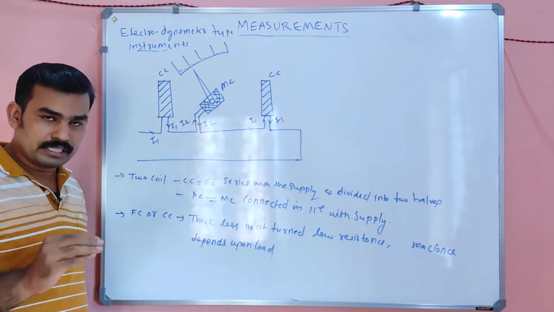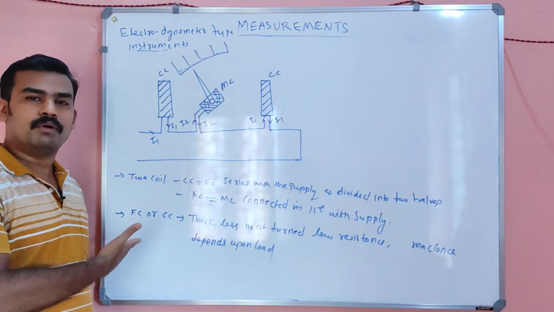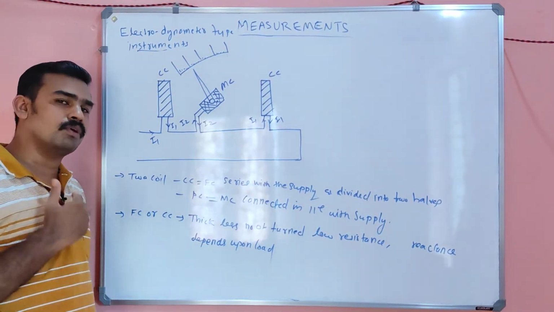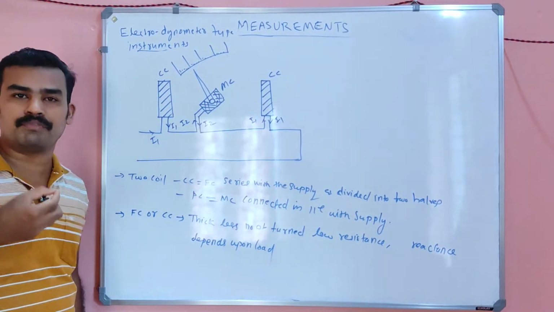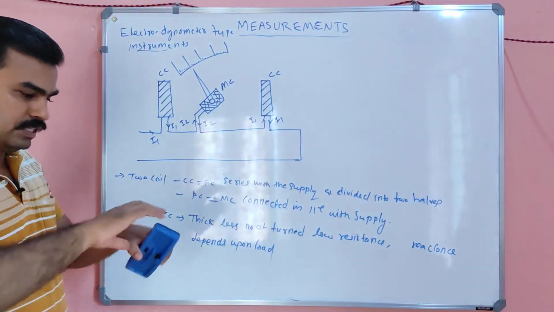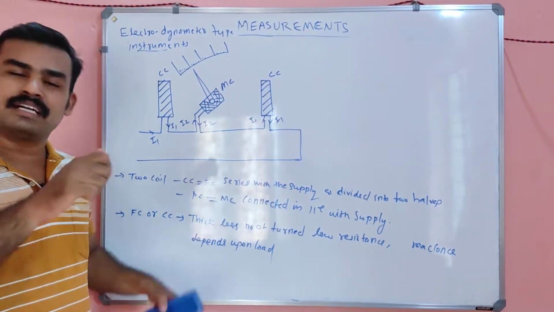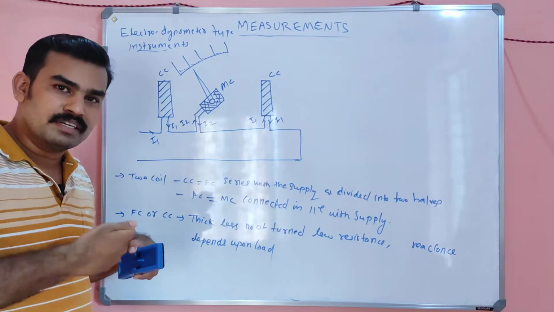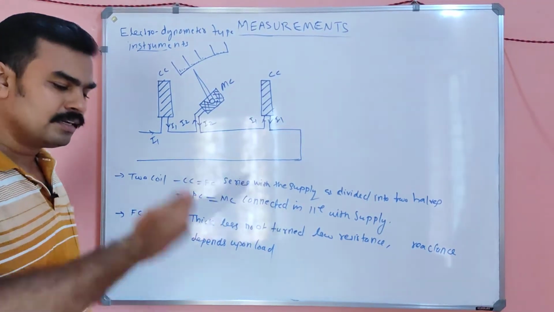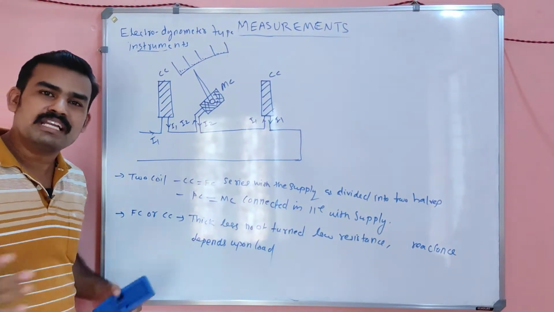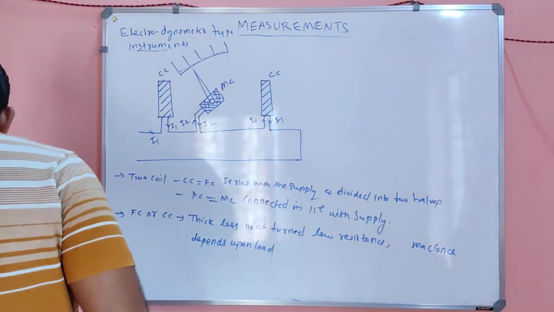So in order to avoid that, the current coil, here called the fixed coil, is generally very thick with few turns. If it is very thick, we can't make a very high number of turns, right? Only a few turns you can make because it is very thick. So you can't coil it to a large number of turns, correct? So this is the fixed coil, the current coil.